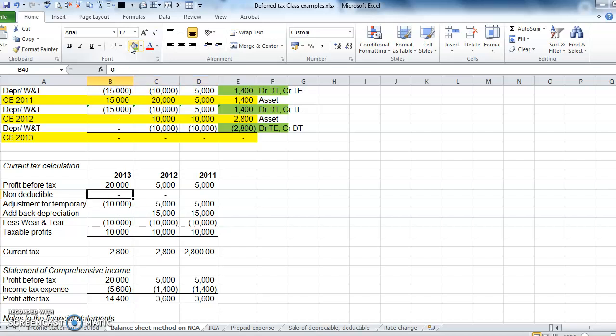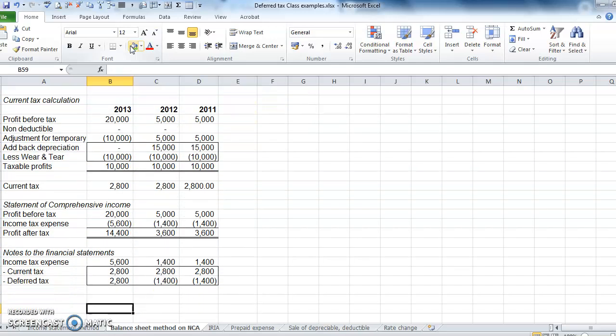For 2013, remember there was no depreciation. We only depreciated the asset over 2 years, which was the 2011 and 2012 years. So for 2013, our profit before tax is 20,000. There is no depreciation, so there's nothing to add back. We still have our wear and tear, so we deduct the wear and tear. Our taxable profit is 10,000 again, and our current tax is 2,800.